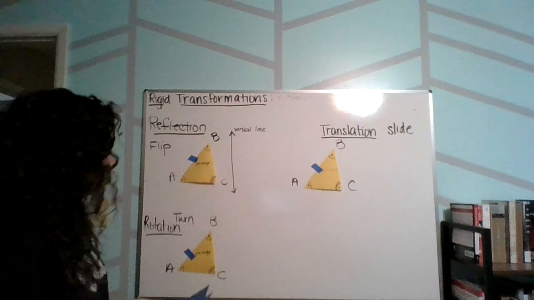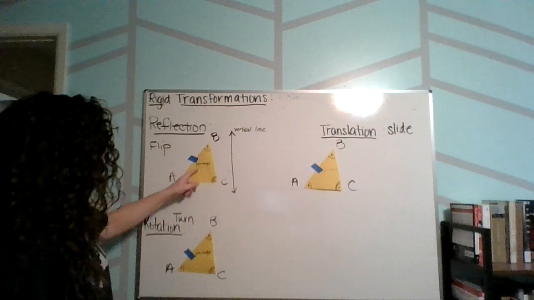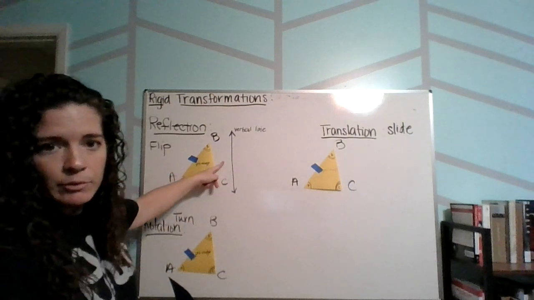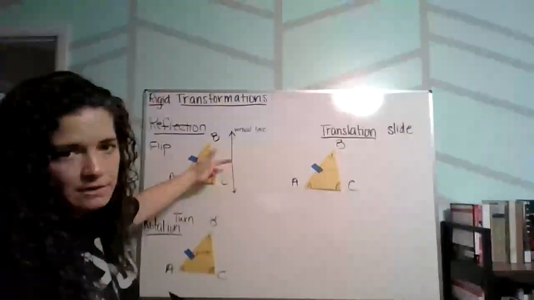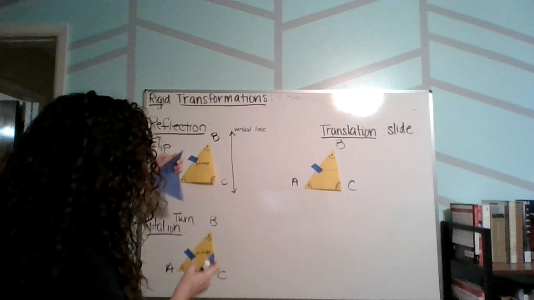All right, so for the example, for the pre-image of our reflection, we're going to reflect it across a vertical line. Remember, it's reflected across any kind of line. I'm just using a vertical line right now.